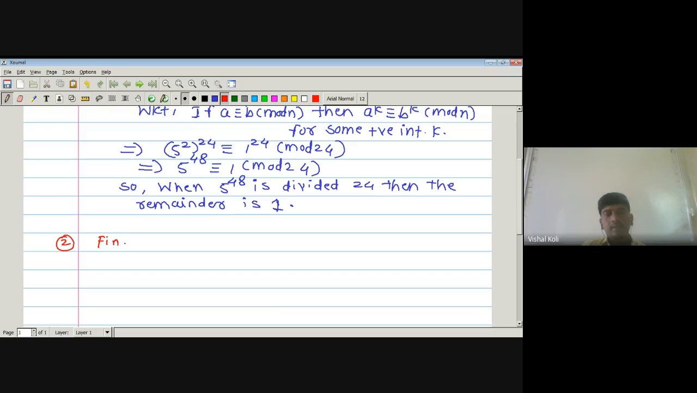Okay, now next example. Find the remainder when 2 to the power 24 is divided by 17. So here we have to find the remainder when 2 to the power 24 is divided by 17.